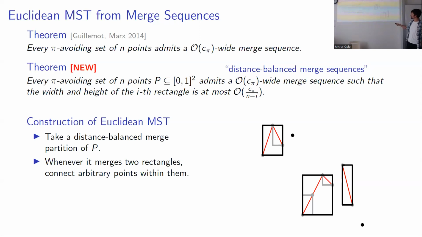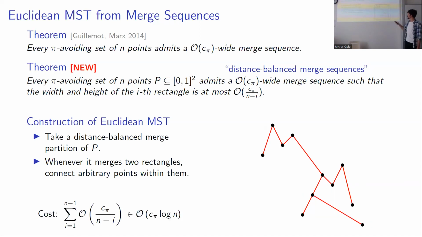Again, you merge these two rectangles, you just connected 2 points in there. Same here, same here, same here, and we arrive with this. And because the rectangles grow in this nice fashion, right, that they're small, then if we sum the overall cost, we're essentially summing the fractions 1 over 1, 1 over 2, 1 over 3, all the way up to 1 over n, which is the nth harmonic number, essentially. And so we have the cost of logarithm n.